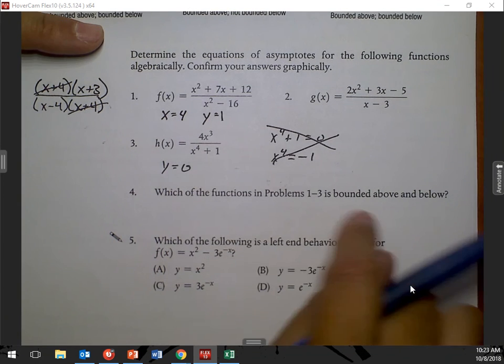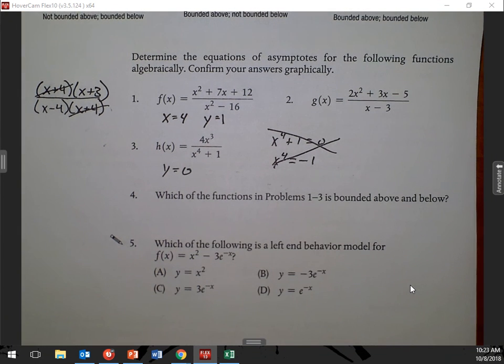All right, so now let's graph this one right here. Is this bounded above or below?